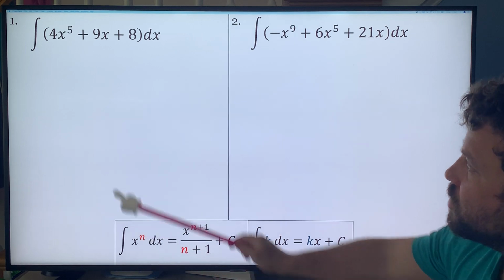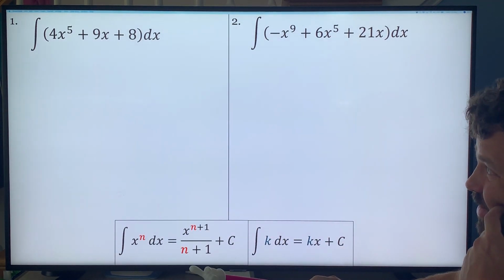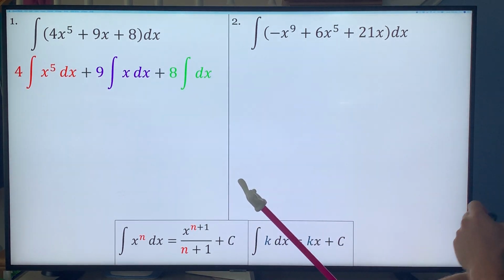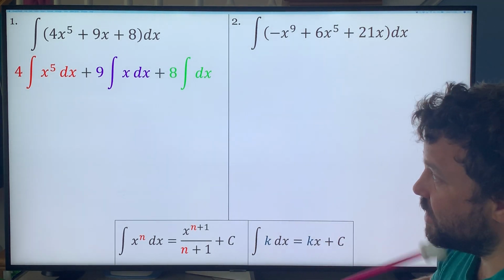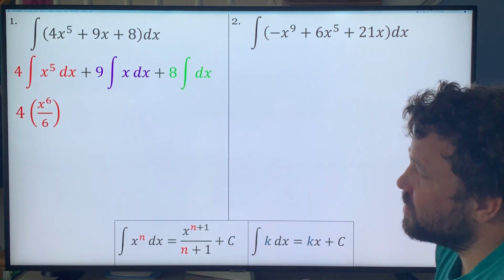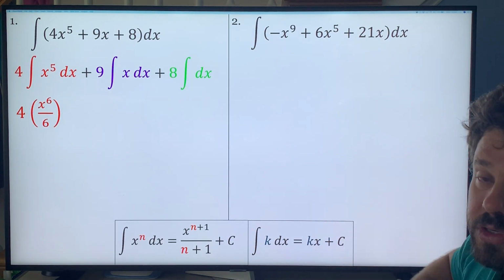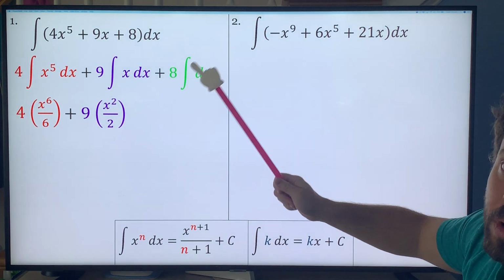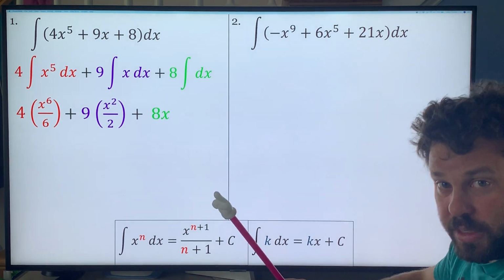Remember the power rule, you're going to take the variable, you're going to add 1 to the power, and you're going to divide by that same number. Now the constant just comes out first. So if you want to separate it, you can. You don't have to. So you have an x to the 5th and x and just a dx all by itself. That becomes x to the 6 over 6. That becomes x, 1 plus 1 is 2, x squared over 2. And since there's nothing here, it's actually technically a 1, which is the placeholder, so it's just 8x plus c.